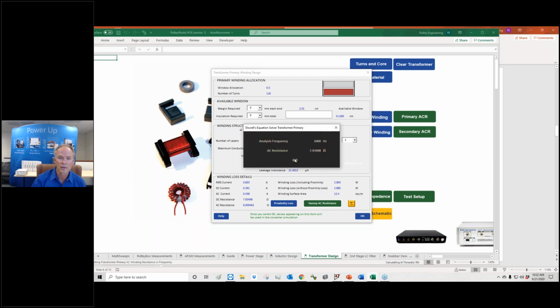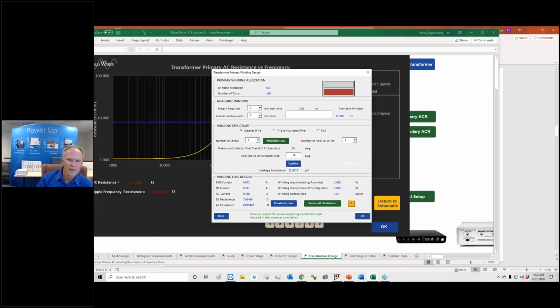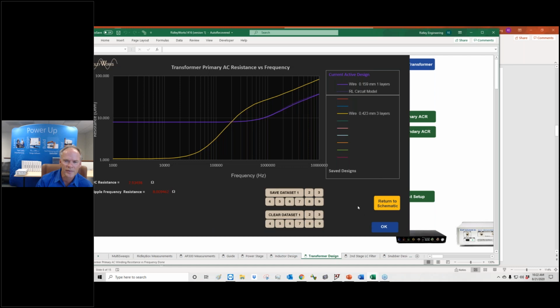So here we go. Solving Dowell's equation for transformer primary. 10 kilohertz. We put a talking part in the software here that you don't have yet, those of you who got the software. So when you're waiting, it lets you know where it is. Okay. Solution complete. So there you go. There's your solution to Dowell's equation. Let's clear out the old data that's in here.